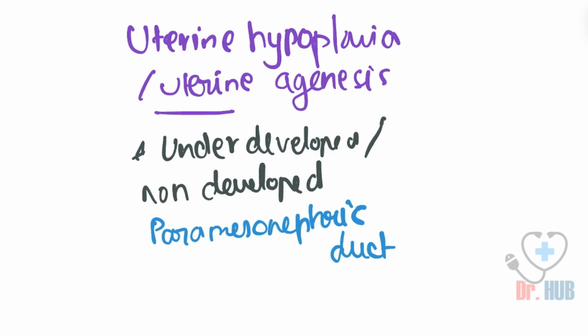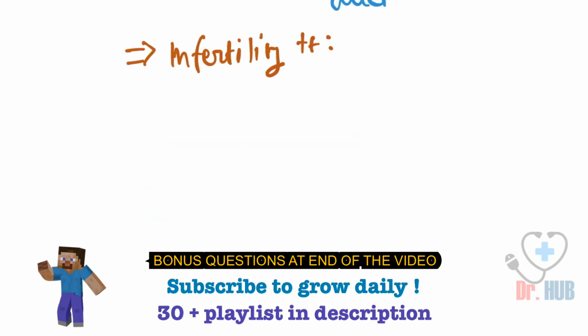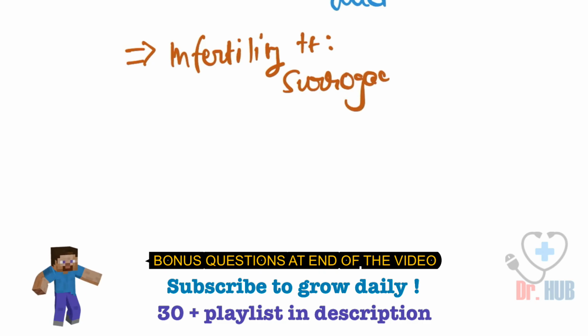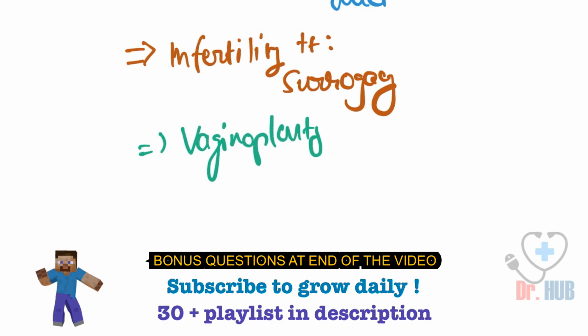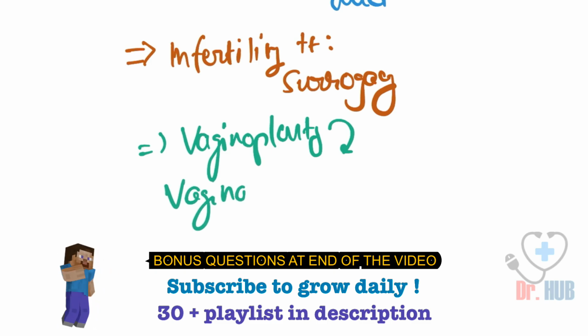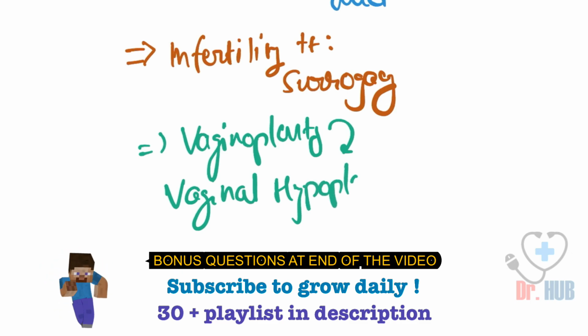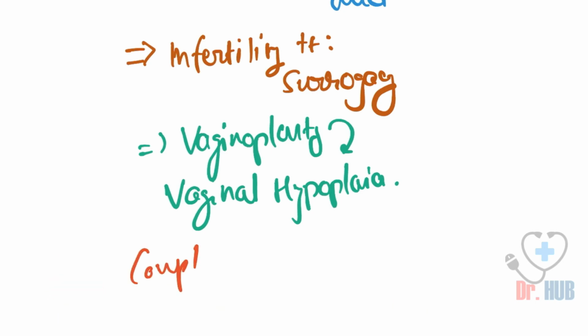The treatment, in case of infertility, would be surrogacy. And then there is also vaginoplasty. Vaginoplasty is done in case of vaginal hypoplasia. What are the complications? The complication is that it can lead to infertility.